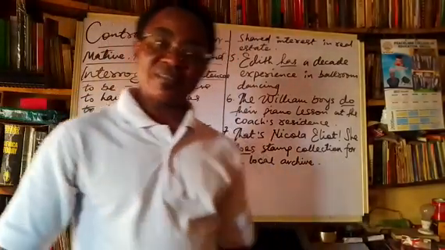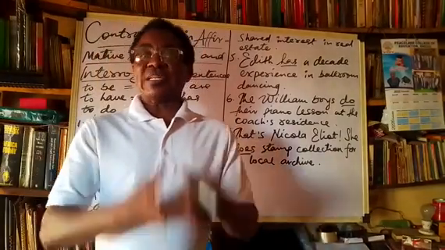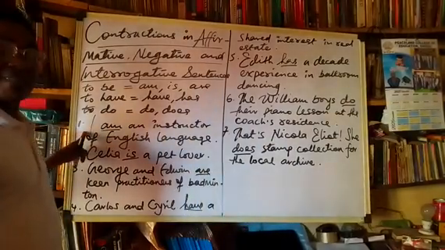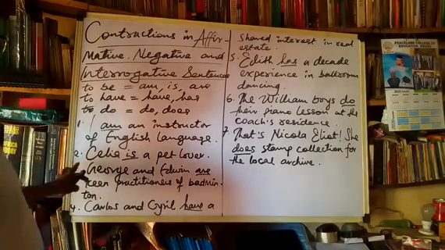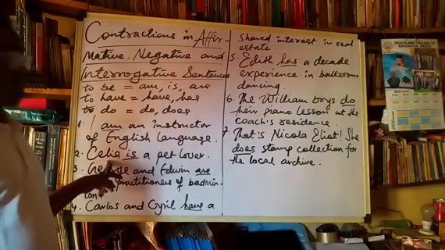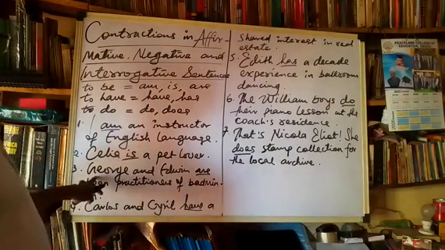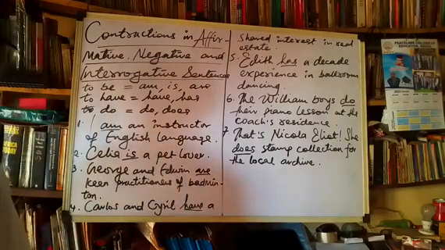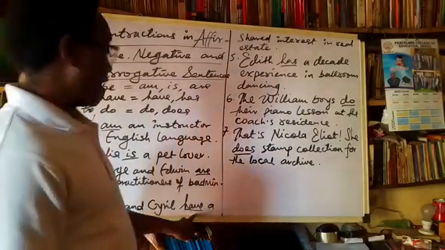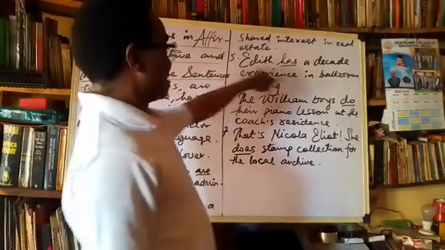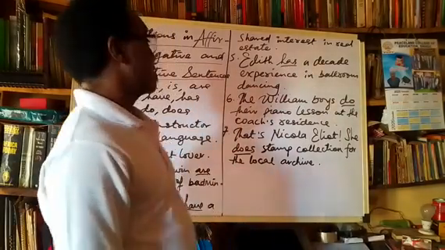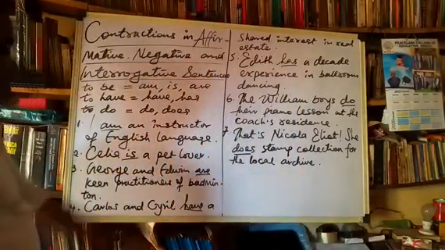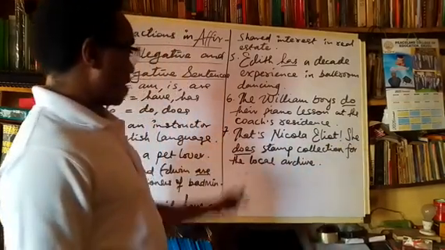Each verb has been used to agree with the number or person of its subject. For instance, in number 1, the pronoun I is first person, singular, and it goes with am. In number 2, the noun Celia is third person, singular, and the verb is. In number 3, George and Edwin are third person, plural, and the verb is are. Number 4, Carlos and Cyril are third person, plural, and the verb is have. And in number 5, Edith is third person singular, and the verb is has. And in number 6, the William boys is third person plural, and the verb is do. While in number 7, she is third person singular, and the verb is does.